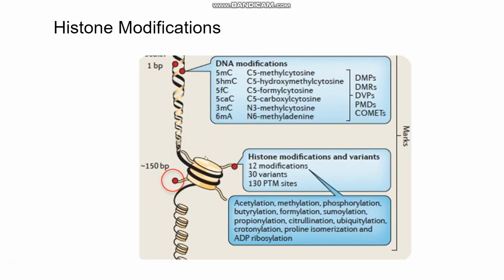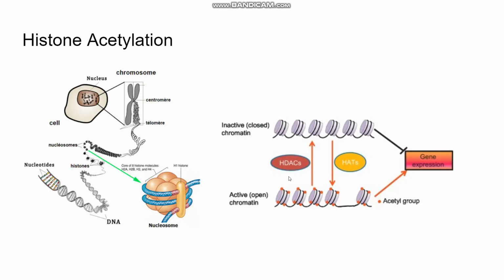And lastly, let's talk about histone modifications. We have 12 modifications, 30 variants. I'm only going to talk about histone acetylation. Histone acetylation is basically where an acetyl group is added to lysine on a histone, and this allows for relaxation of the chromatin so transcription can then occur. Then, of course, you also have deacetylation, which removes the acetyl group and makes transcription harder.